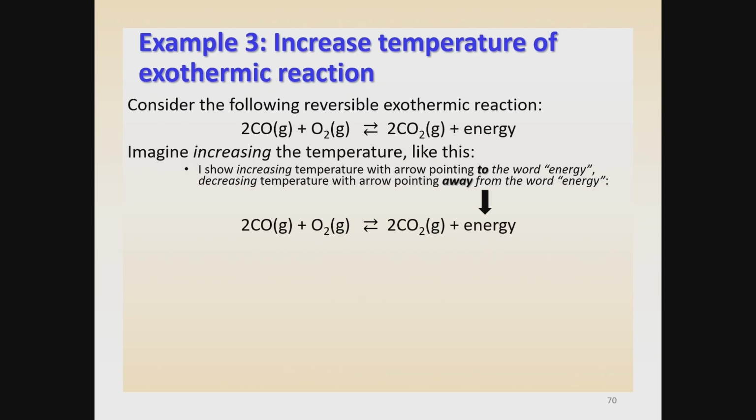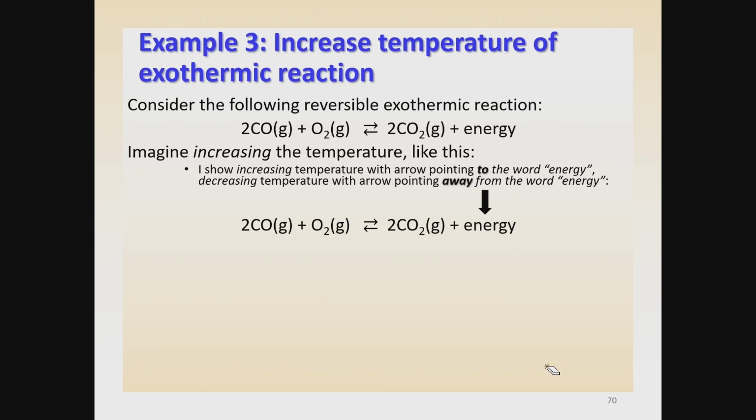So the stress here is increasing the temperature of the reaction and increasing, therefore, the energy in this reaction. How will this reaction respond to the stress? Well, it's going to either favor the forward reaction or the reverse reaction to take this extra energy away. So you have to think, is it the forward reaction that takes away energy, or is it the reverse reaction? Well, let's think about that.